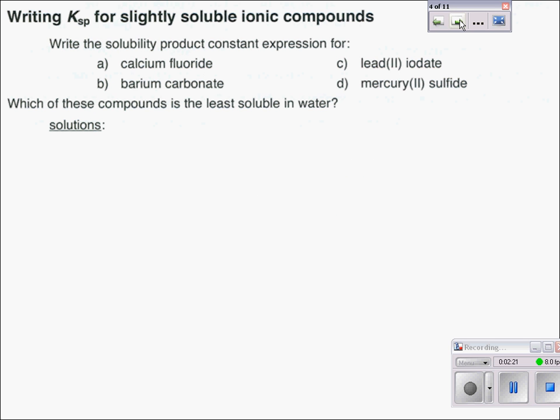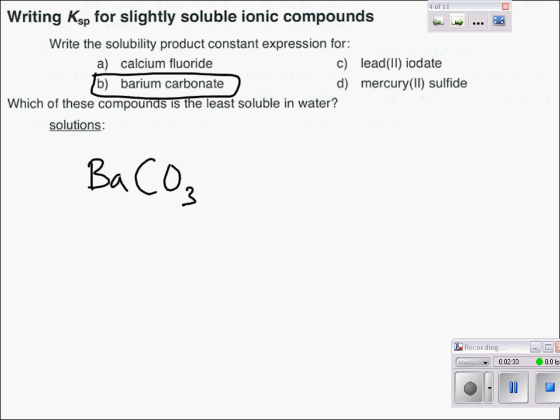Let's do another sample: barium carbonate. To write out the equation, I write barium carbonate, BaCO3, on the left-hand side, and that is a solid. I break barium carbonate up into its ions: Ba2+ and CO3 2-. It's a 1-to-1 ratio. The subscript is technically 1, and carbonate is a polyatomic ion with only one of them listed.